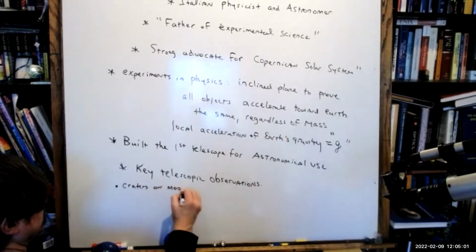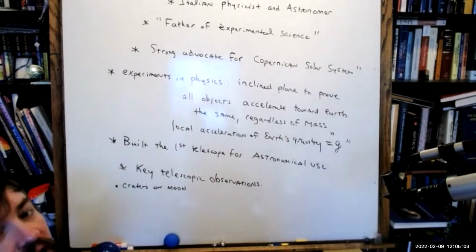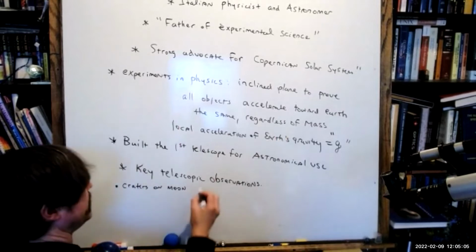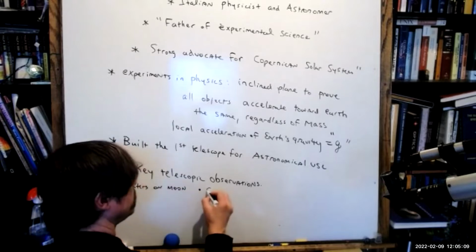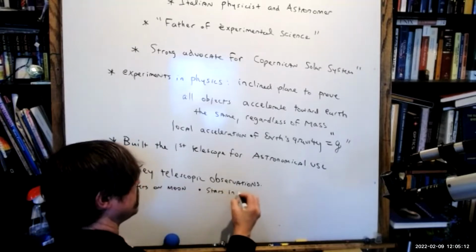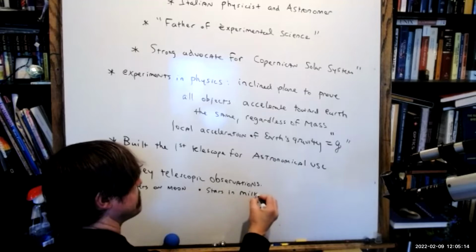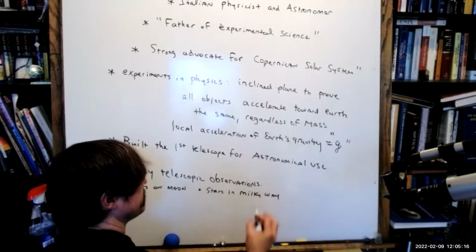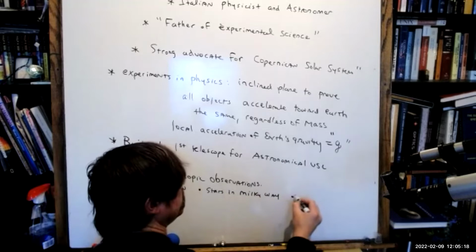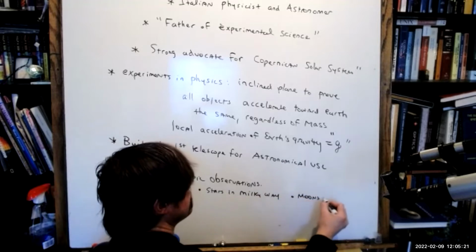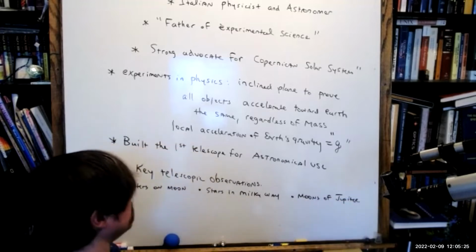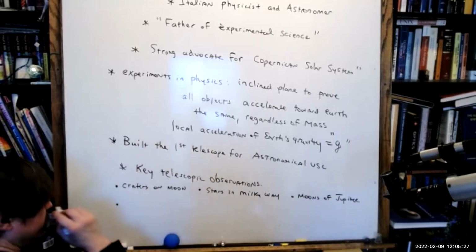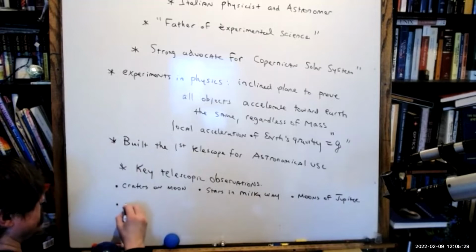And I'll show you slides for this in a minute, but let's get them in our notes here. Craters on the moon, stars in the Milky Way, the moons of Jupiter, now called the Galilean moons. He observed the rings of Saturn.